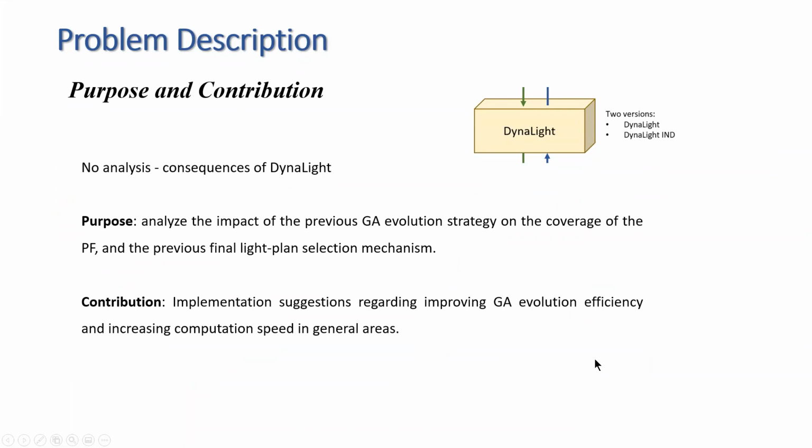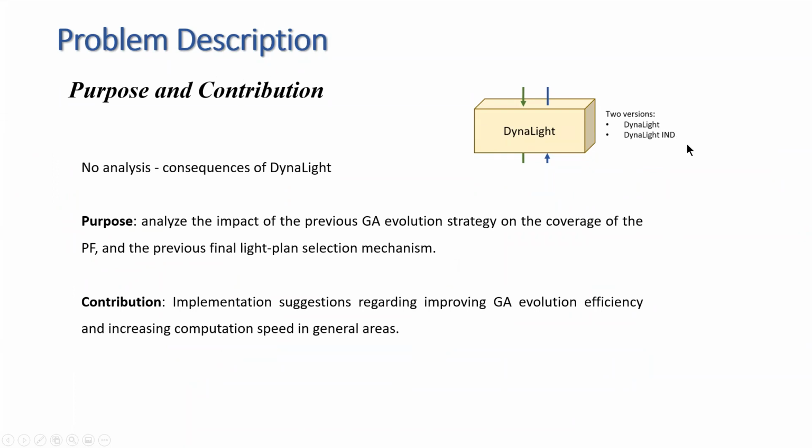But until now, there's no analysis talking about the consequences of Journalite on the coverage of Pareto Frontier or the final light plan selection mechanism from the Pareto Frontier. So in this paper, a new alternative version of Journalite, we call it Journalite Ind, is introduced. And so there are 2 versions of Journalite. The old version, we call it Journalite in this presentation, and the new version as the Journalite Ind. And the IND is short for independent.